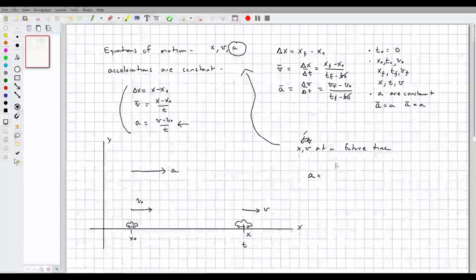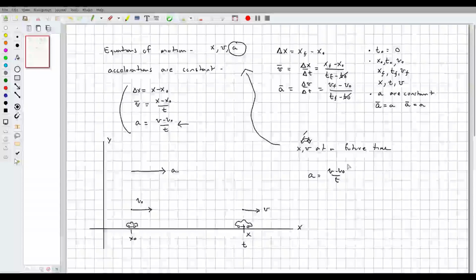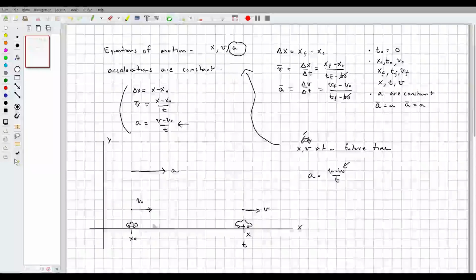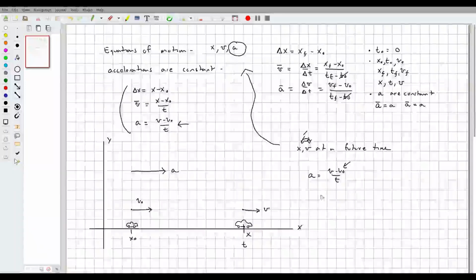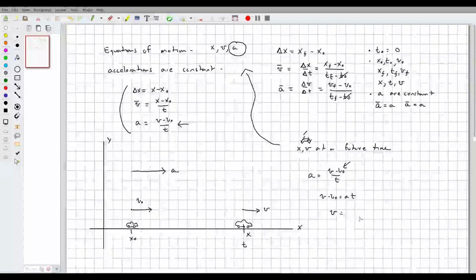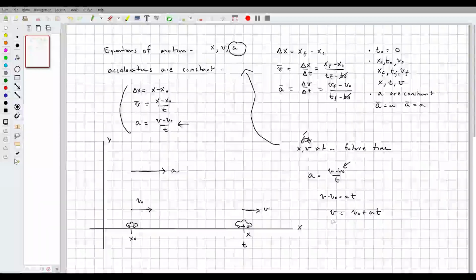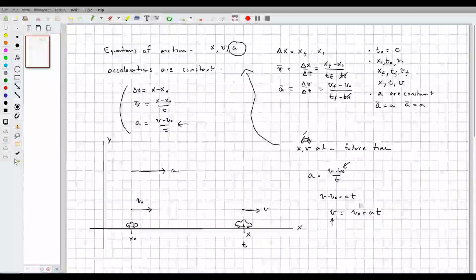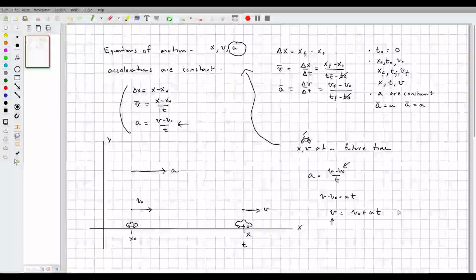Your acceleration, which again is constant, is v minus v naught over t. Now, we're going to assume for right now that we know our initial velocity, our initial position, and the acceleration. If you do a little bit of algebra on this equation, you have v minus v naught is equal to a times t. If you solve for v, you have v naught plus a times t. This will give you your velocity at a future time if you know your acceleration and your initial velocity. So this is one of the equations of motion that we're looking for.